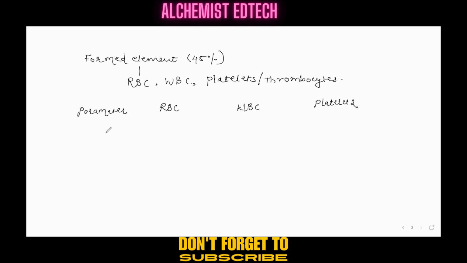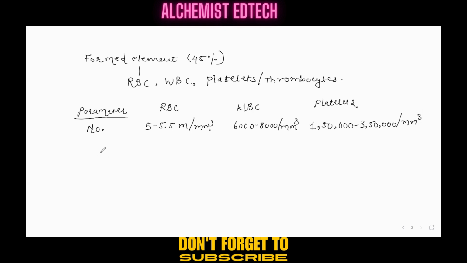Okay, so first the RBC number. How many RBCs are there? That is about 5 to 5.5 million per cubic mm, right? While if we look at the WBC number, it will be 6,000 to 8,000 per cubic mm, and platelets are in lakhs. So you get 1,50,000 to 3,50,000 platelets.